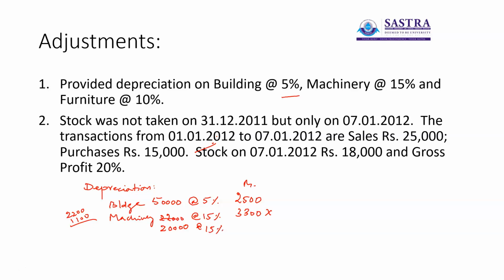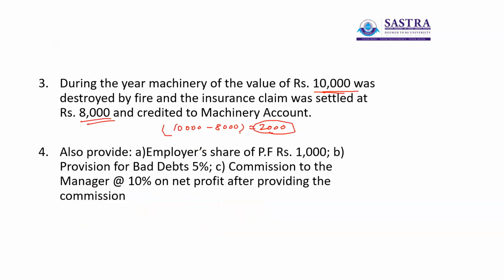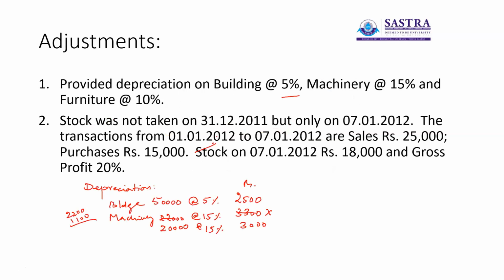So it should be 3,000. Are you able to understand why this 3,300 is not right? This 22,000 on which we simply calculated at the rate of 15%. As we have noticed that there is a loss to the tune of 2,000, so we have to reduce that amount. We cannot claim depreciation for the machinery which is not existing. So we have reduced it. We have taken it, removed it, the calculation made for 22,000.